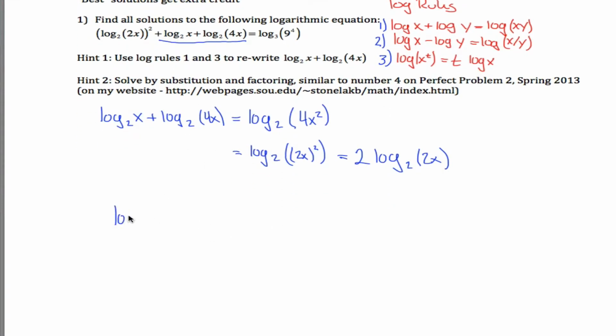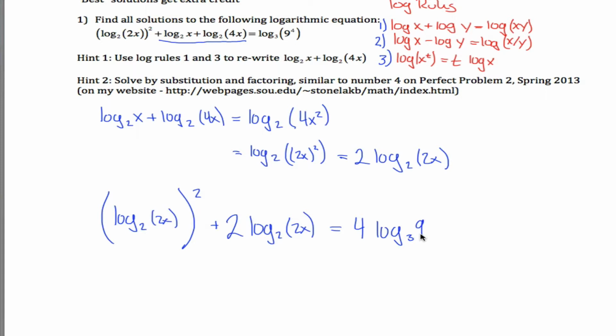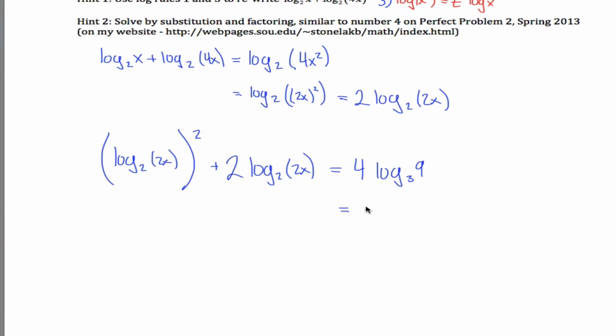I've got the log base 2 of 2x, and that entire thing is being squared. It's my first term. And then these next two terms give me 2 of these log base 2 of 2x things. And then that is equal to log base 3 of 9 to the 4th power. That's just a number. There's no x's floating around in here. In fact, you could apply this third log rule to bring this 4 down in front and say it's 4 times the log base 3 of 9. But because the log base 3 of 9 is just 2, it's 4 times 2. In other words, it's 8.